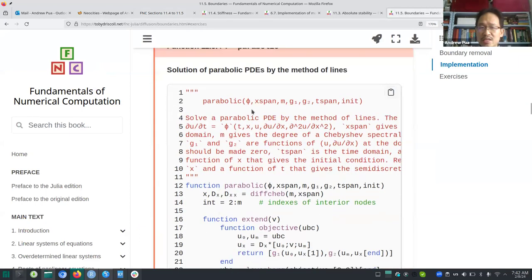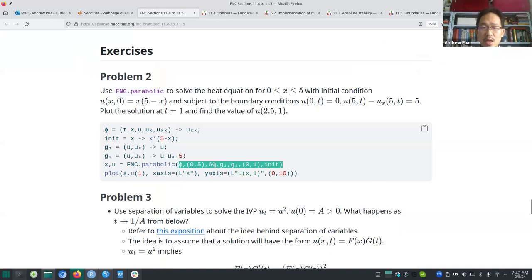So the syntax is like, you give me the phi function, the span for the x's, the degree of this Chebyshev differentiation. I didn't go through the detail for that, because it's just there. And then you have the boundaries, and then the time span, and then the initial conditions.